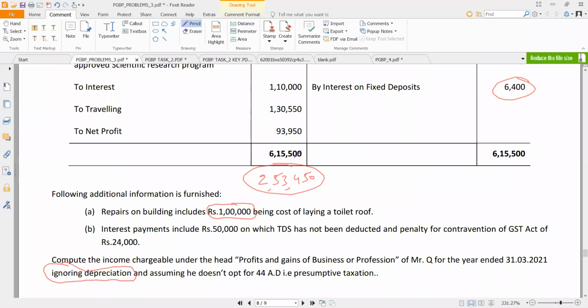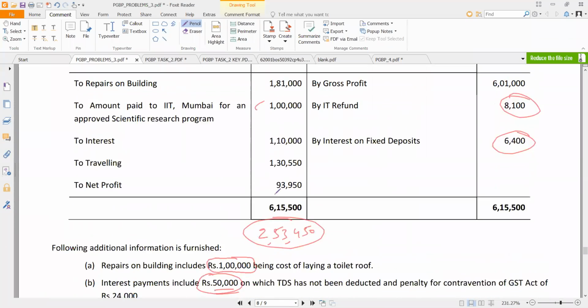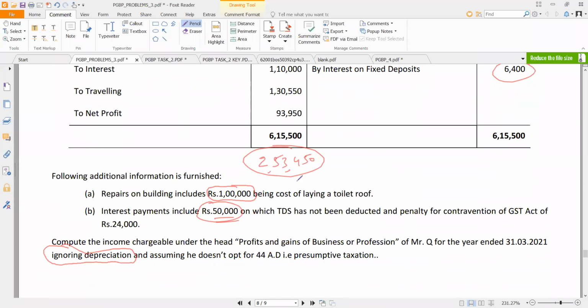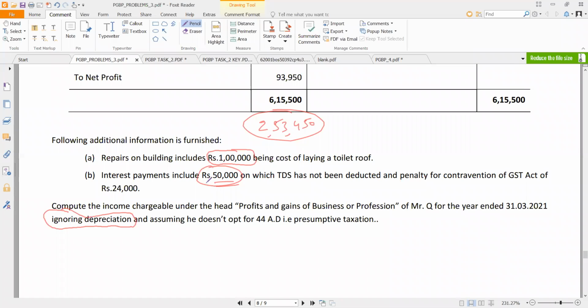Interest payments include 50,000 on which TDS has not been deducted, and penalty for contravention of GST 24,000. So 50,000 on which TDS has not been deducted: how much will be disallowed? Only 30% will be disallowed. So 15,000 should be added back. The entire 50,000 should not be disallowed. It is not mentioned that it is paid outside India, so don't assume that it would have been paid outside India, or paid in Mars and all that. Nothing is mentioned. Everything happens in India only. So 50,000 will not be disallowed; 15,000 only will be disallowed. Penalty, of course, will be disallowed. That's all. So the final answer should be 253,450.